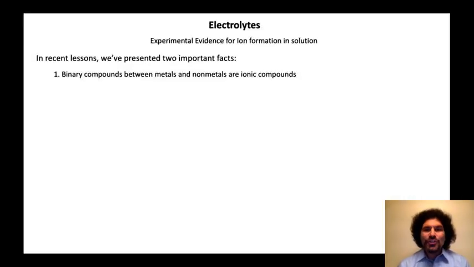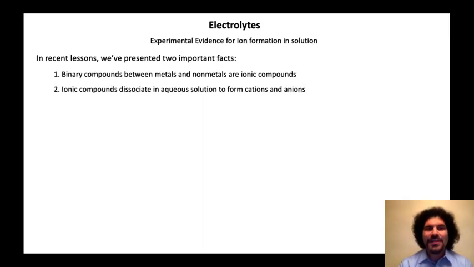Having discussed solutions, we now move on to the topic of electrolytes, or the electrical conductivity of solutions, which is actually experimental evidence for what we've been saying about ion formation in solution. So in recent lessons, we've presented two important facts. One is that binary compounds between metals and nonmetals are ionic compounds. And the second one is that ionic compounds dissociate in aqueous solution to form cations and anions.